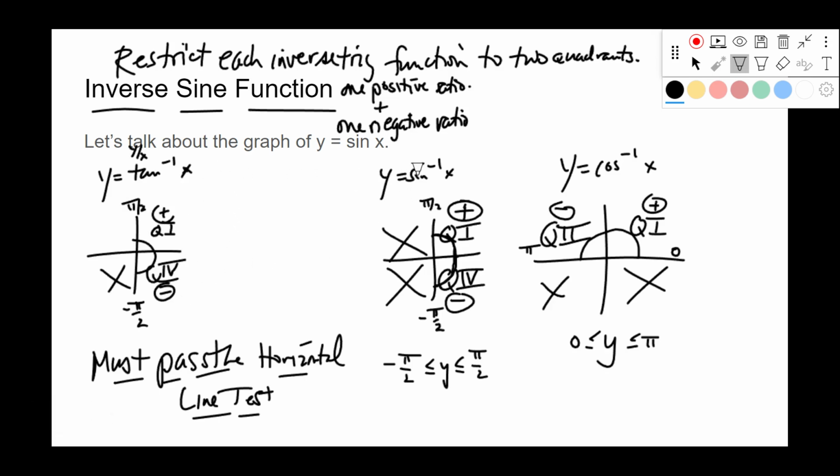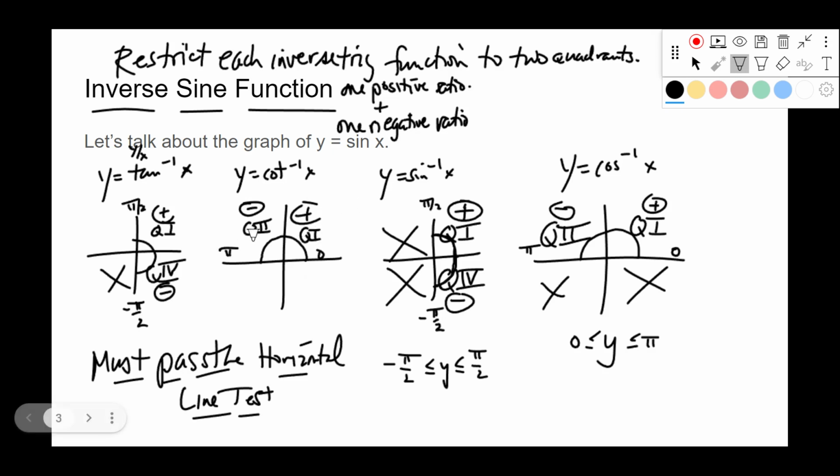Now, inverse cosecant shares with inverse sine. Inverse secant shares with inverse cosine. But inverse cotan does not. Inverse cotan, we use quadrant 1, it's positive. But now if you remember back to our cotan graph, we started the graph at 0 and went to pi. So inverse cotan uses quadrant 1 and quadrant 2 for our answers, from 0 over to pi.